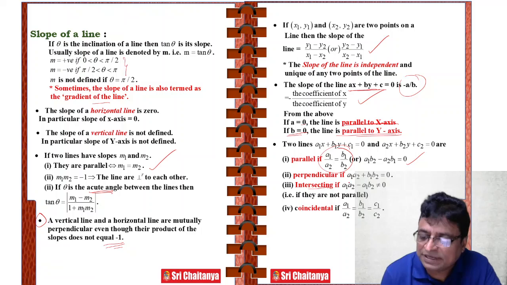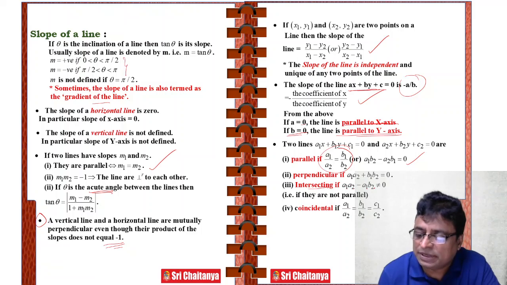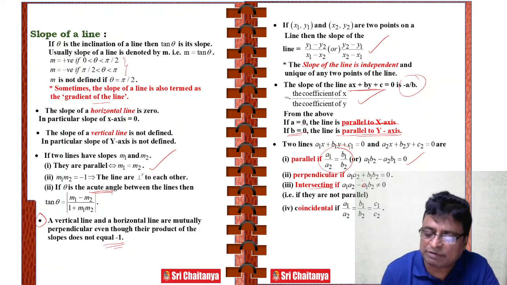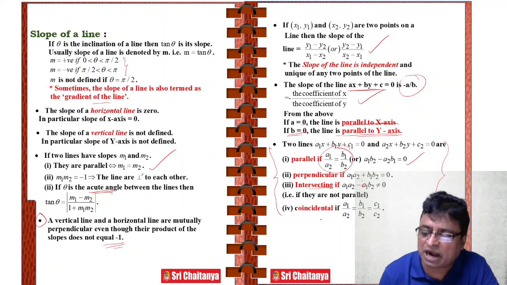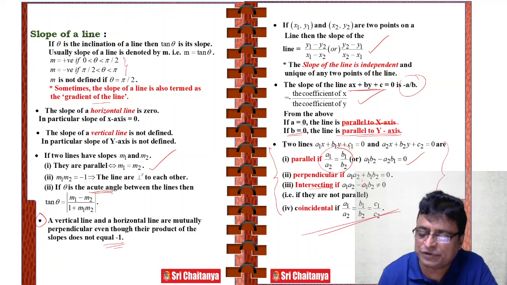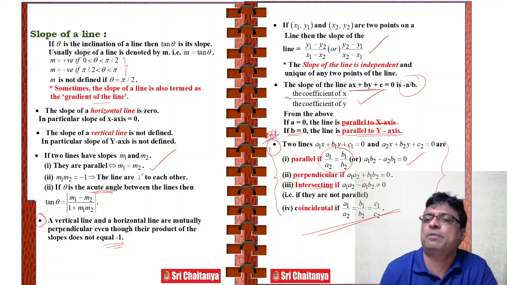Lines intersect if a1b2 minus a2b1 is not equal to 0. If they are not parallel, they are coincident if a1 by a2 equals b1 by b2 equals c1 by c2. Questions were asked even in the JEE Advanced examination based on this concept, so you thoroughly focus on this particular area. This is one important point.